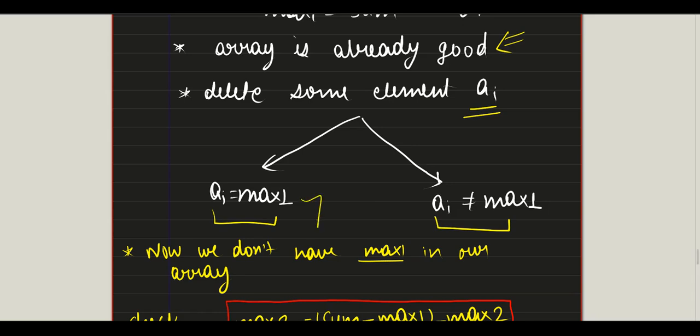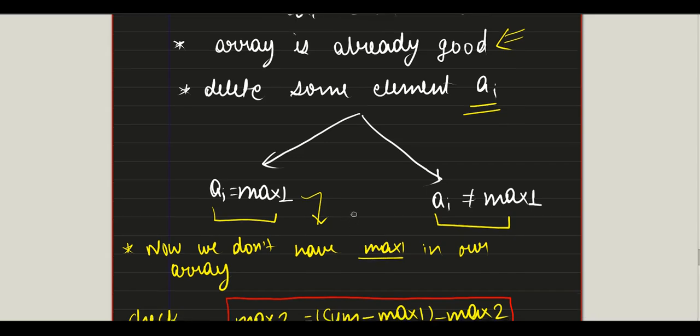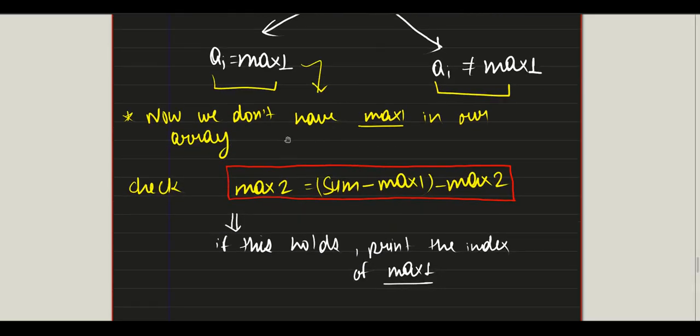Now let's solve this first sub case. As you may think, after deleting the max one element from our array, the sum of the rest of the elements will be sum minus max one. Now we have to check for the max two element if this equation holds or not, where we have to check if the max two element is equal to the sum of the rest of the elements of our new array, which is this right hand quantity. And if this equation holds, we can say that the new array that we got is a good array, and we have to simply print the index of the max one element, and that will be our answer.